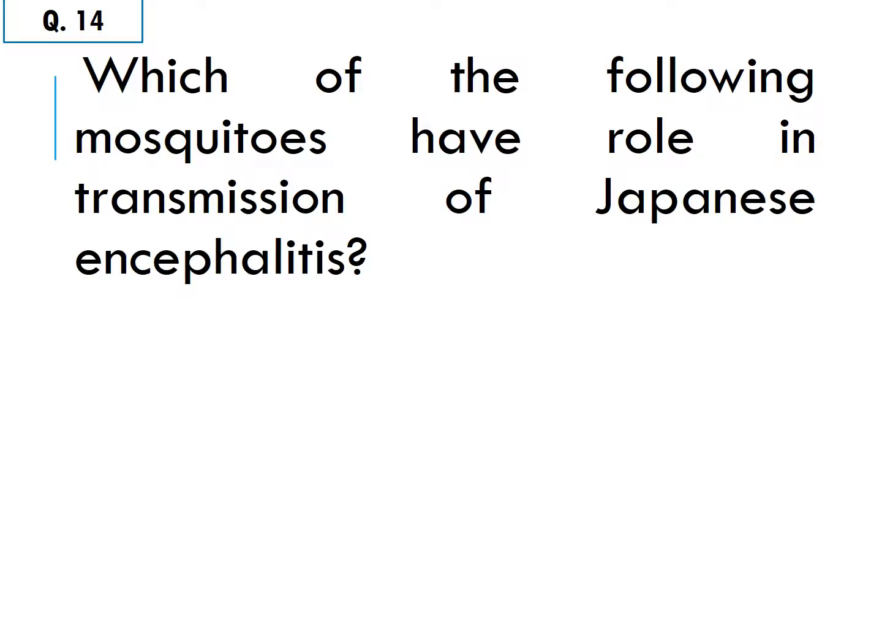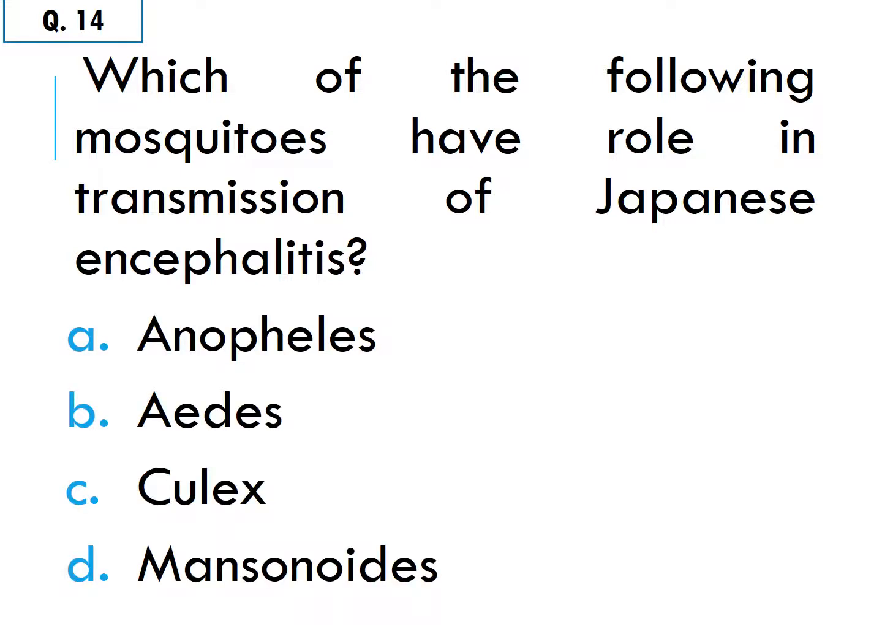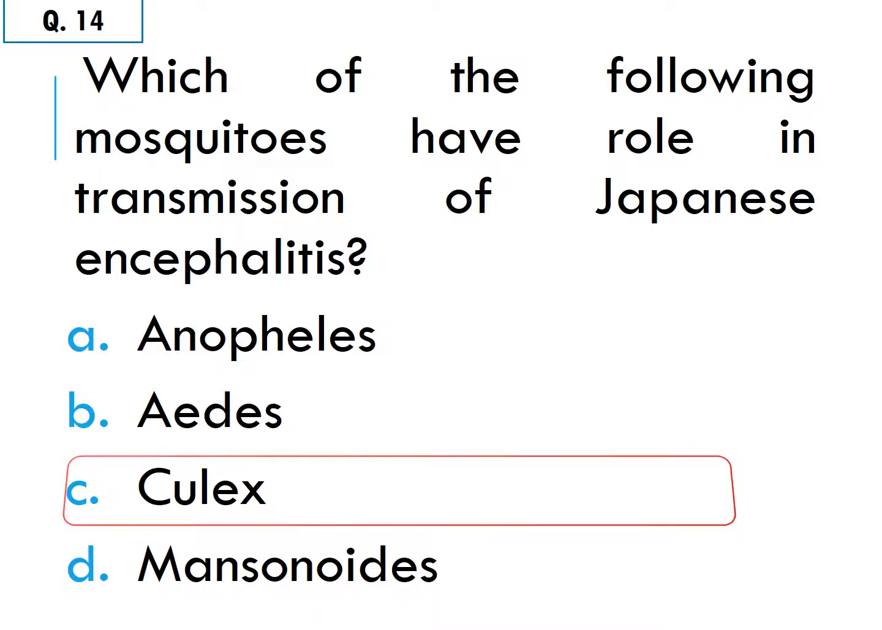Number 14. Which of the following mosquitoes have role in transmission of Japanese encephalitis? And the options are Anopheles, Aedes, Culex, and Mansonia. And the answer is option C, Culex mosquito.